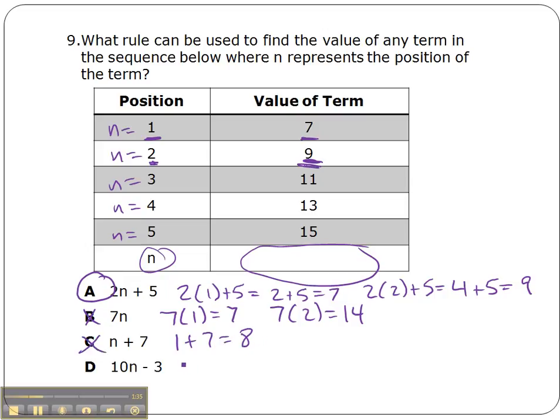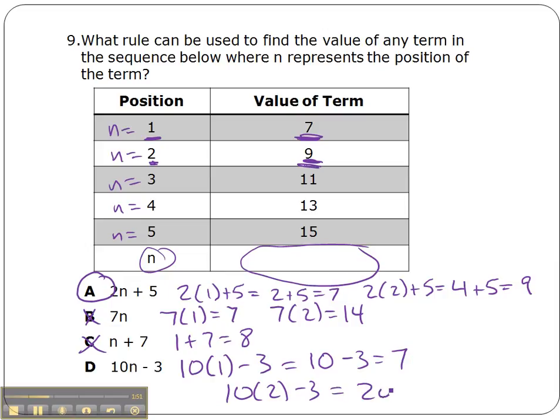Let's try D, 10n minus 3, so 10 times 1 minus 3. 10 times 1 is 10, minus 3 equals 7, so we get the correct term for n equals 1. Let's try n equals 2, 10 times 2 minus 3. 10 times 2 is 20, minus 3 equals 17. But we're looking for 9 when n equals 2, so we can cross out D. So A is definitely our correct answer. 2n plus 5 is the correct rule.